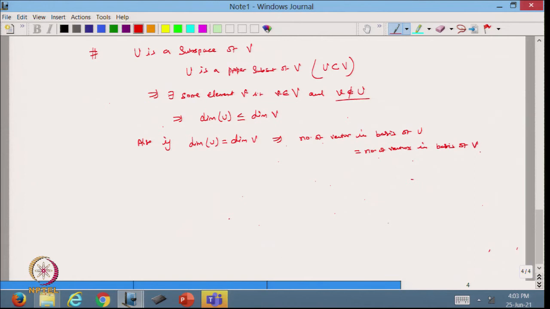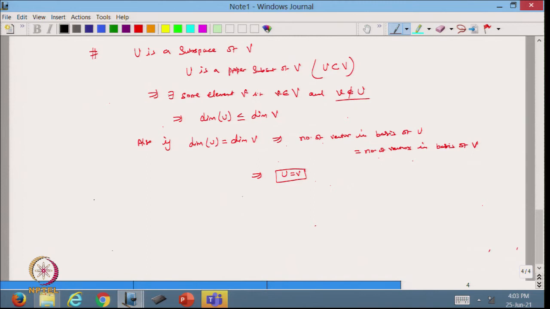And we know that if V is an n-dimensional vector space, then all the bases will contain n number of vectors. So, this implies that this is possible only when U is equal to V. So, from here I can say that if the dimensions are the same, then the sets U and V will be the same. So, this is another important terminology.